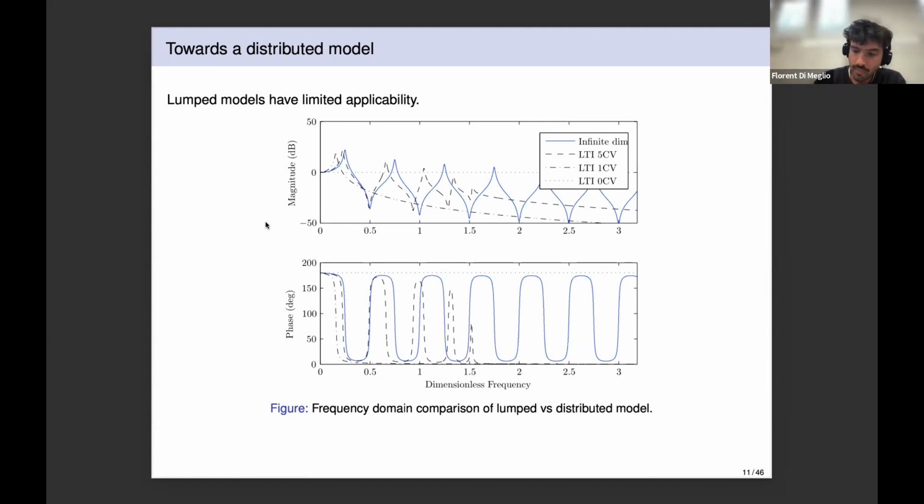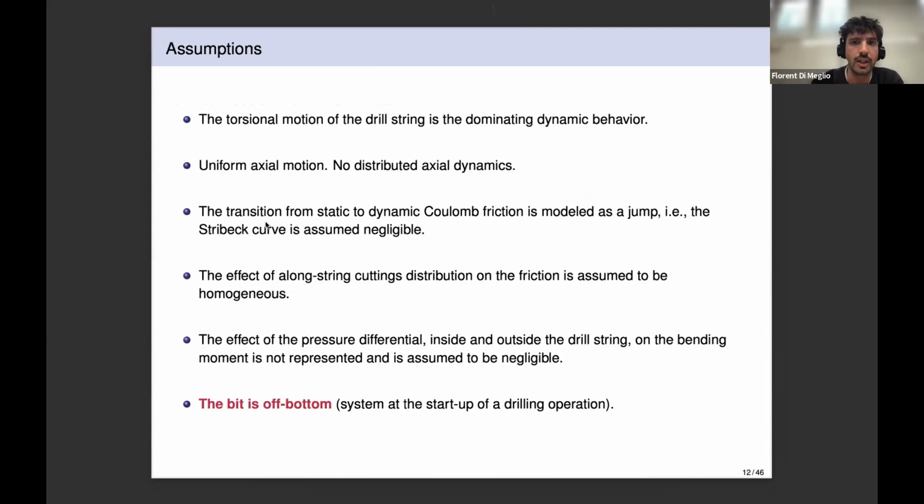So for that reason, Roman and Ulf, as I mentioned earlier, derived a model based on the following assumptions. There are quite a lot of them. First of all, because we're interested in stick slip, we're going to assume that the torsional motion of the drill string is the dominating dynamic behavior. This is also possible because, as written on the bottom here, we will consider the bit to be off bottom. So again, the coupling between the axial and torsional dynamics is not relevant here, so we'll discard the axial dynamics.